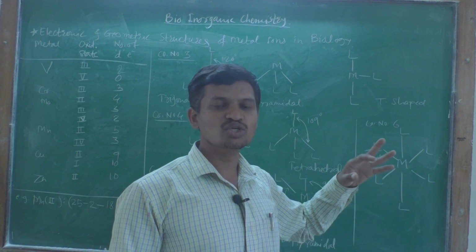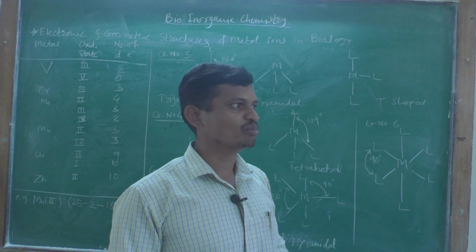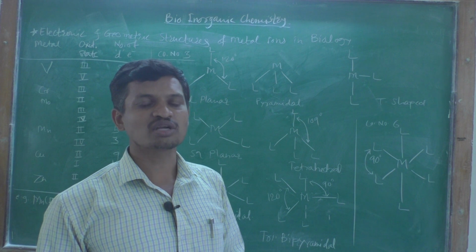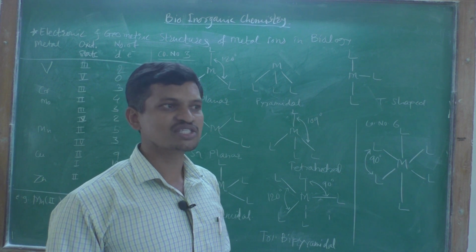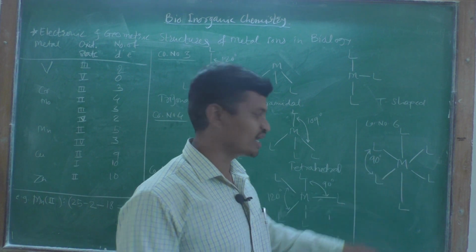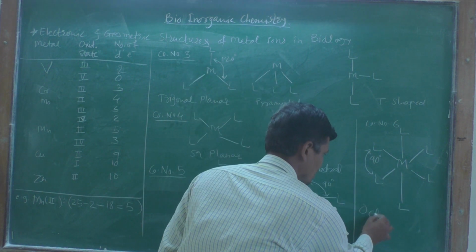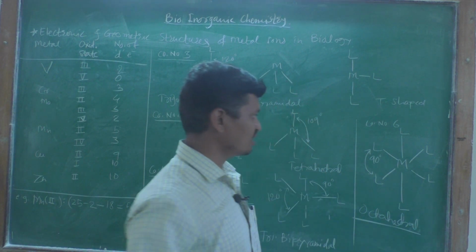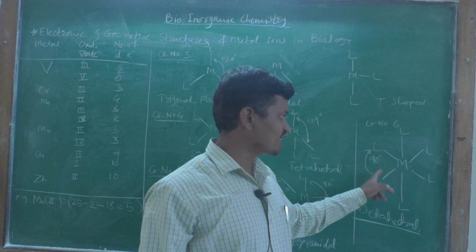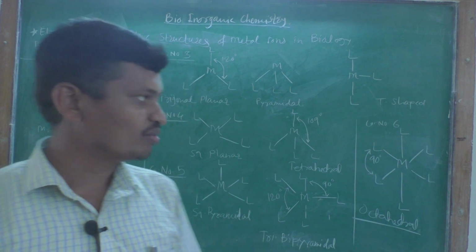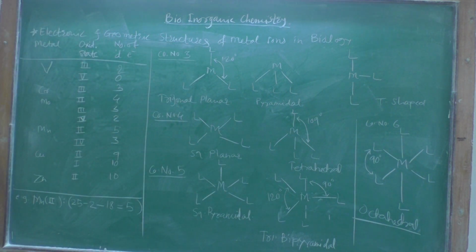These are the very usually found metal complexes with coordination number 6, and the very well known structure or geometry of these coordination 6 complexes is octahedral. What is the name of this geometry? Octahedral. Okay, so this is octahedral geometry. Okay, the bond angle is 90 degrees between two ligands. Okay, so this is the electronic and geometric structures of metal ions in biology.